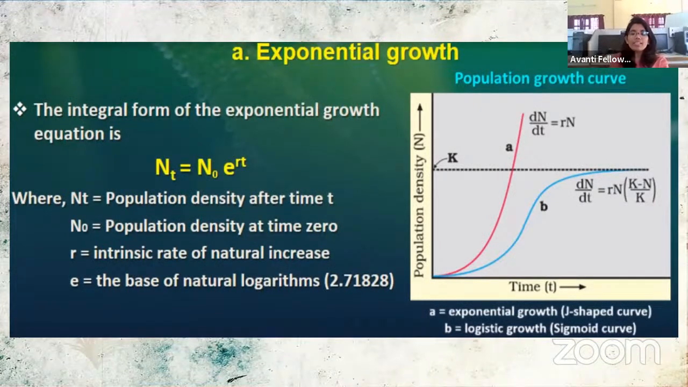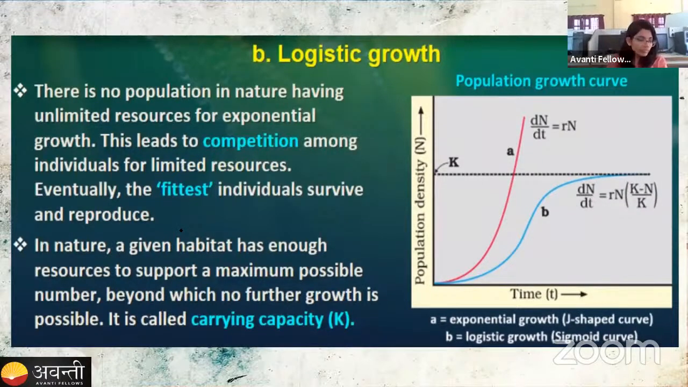R is the intrinsic rate of natural increase, or we can write it as B minus D. Birth rate minus death rate can be written as the intrinsic rate. And the last one is e, the base of the natural log, that is 2.71828. This is how we can get the exponential growth mathematical value also. Both the formulas, whichever we can use.